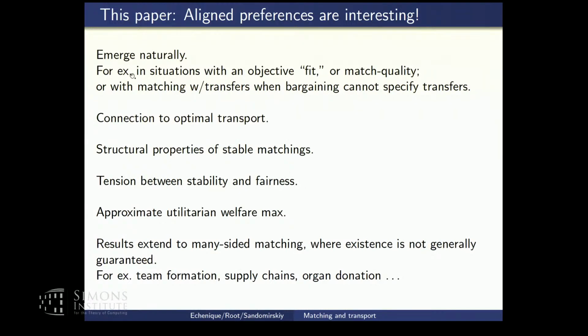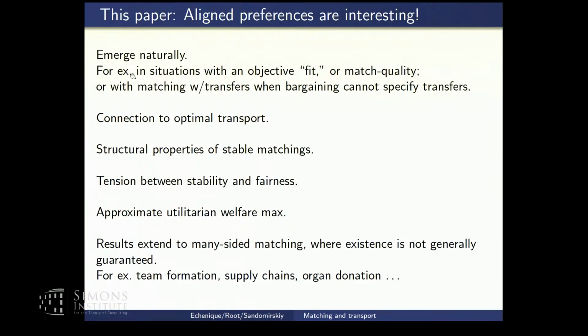For example, these structural properties of stable matchings that I was mentioning before. There will be a tension between stability and fairness that we will see emerge from this optimal transport. I will be able to talk about approximate utilitarian welfare maximization, which is maybe what Bernard is thinking about, but here the objective will actually be different from the ones here. So you will see this in a minute.